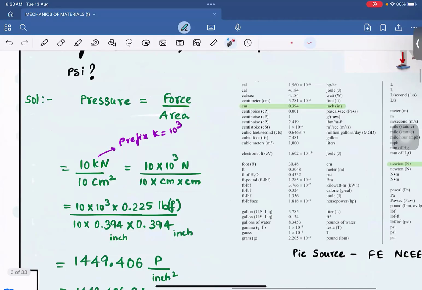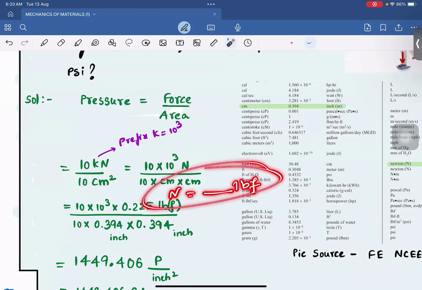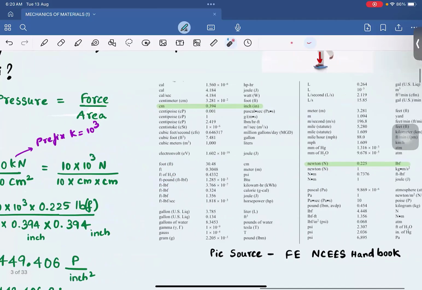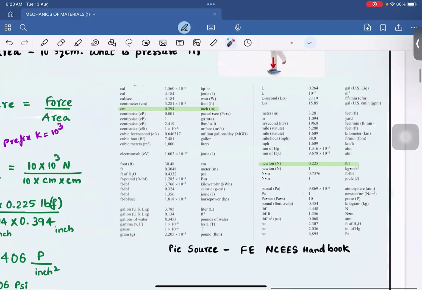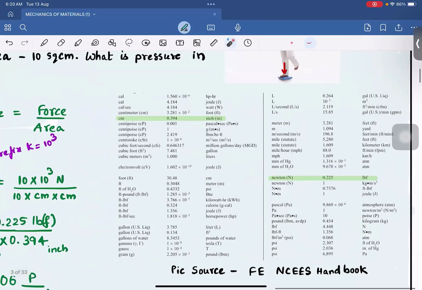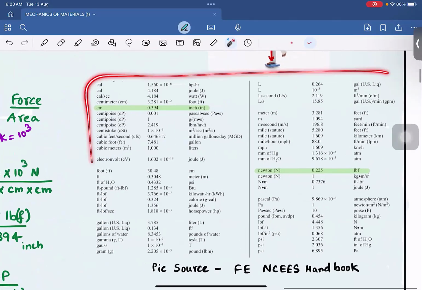Now I want to convert it into the USCS system. That means I have to convert newtons as well as centimeters. So what is 1 Newton equal to, in pound force? For that, again, come to the exam. In the exam, you will be free to use the handbook. Open the handbook, search in the first few pages. You will get this page. This is a screenshot of that page.